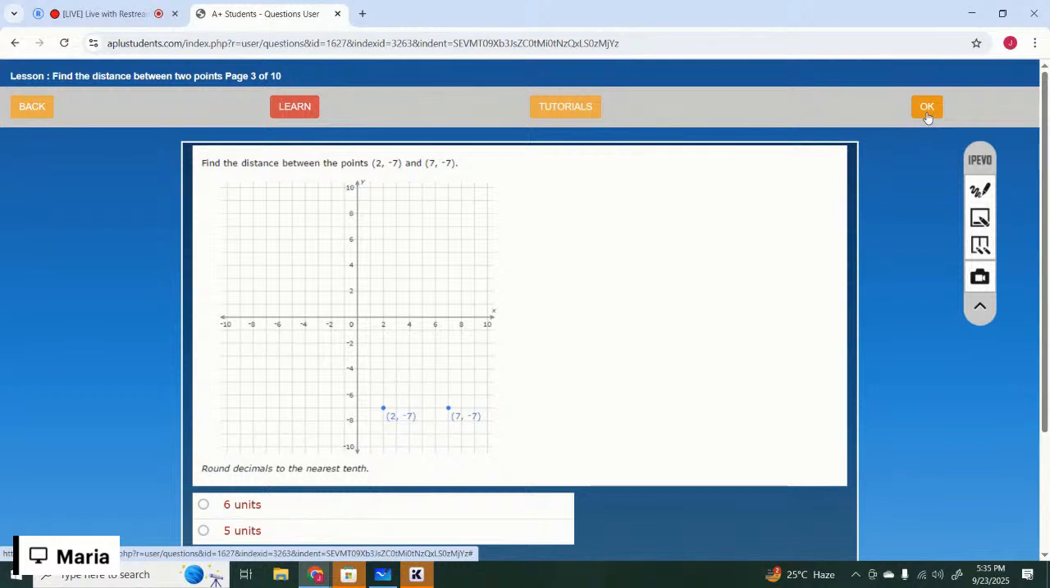Find the distance between the points (2, -7) and (7, -7). They have the same y coordinate, right? So the difference between their x coordinates is 7 minus 2, that is 5 units. Option number 2 is the correct option.